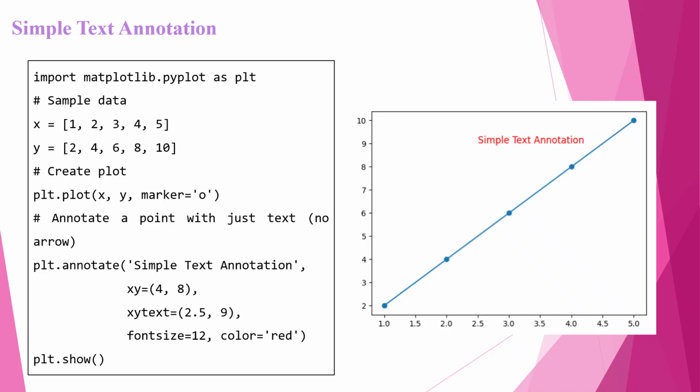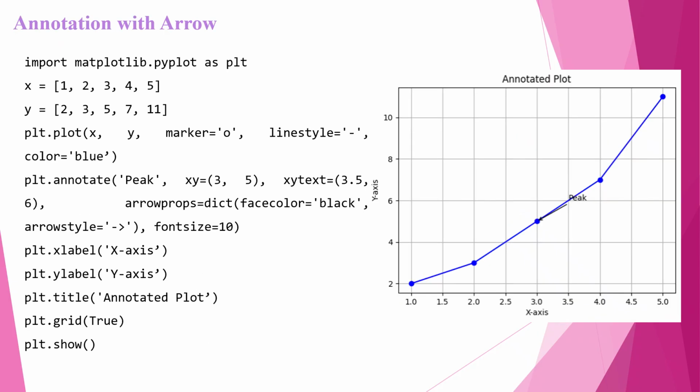graph. The xy parameter specifies the point being highlighted, which is 4, 8, while xytext defines where the text should appear slightly above and to the side of that point. Since no arrow properties are provided, only the text is displayed without any connecting arrow. Additional styling options like font size and color are also applied to make the annotation more visible. Finally, the plot is displayed using plt.show.